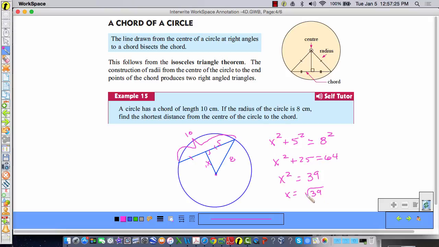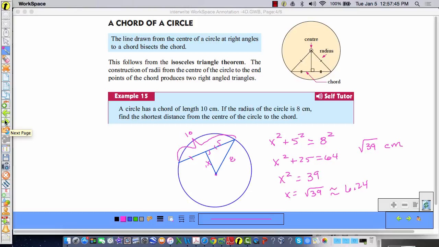Notice I did not put plus or minus, nor on the previous exercise, because we were talking about distance, so a negative answer does not make sense. This is approximately equal to 6.24, but I prefer an exact answer of the square root of 39 centimeters.